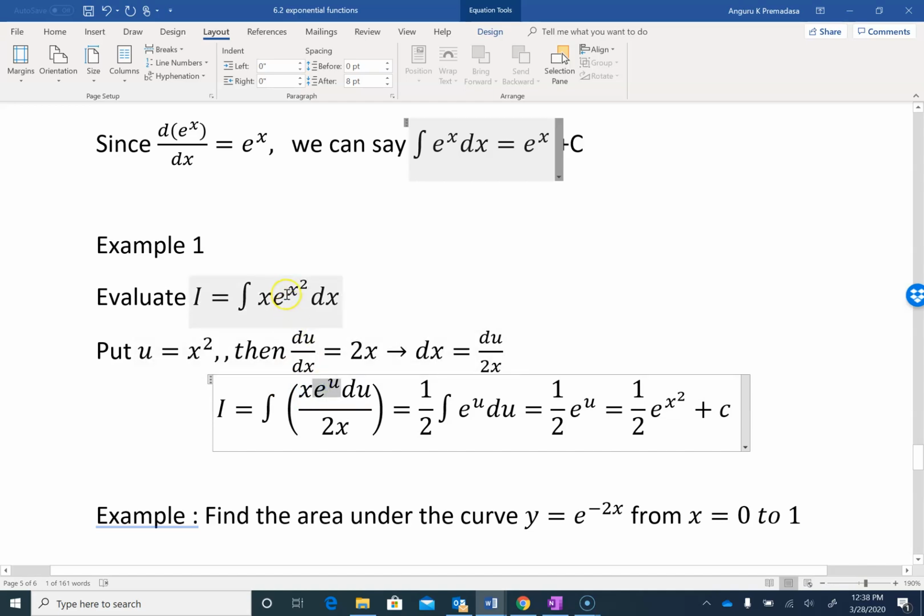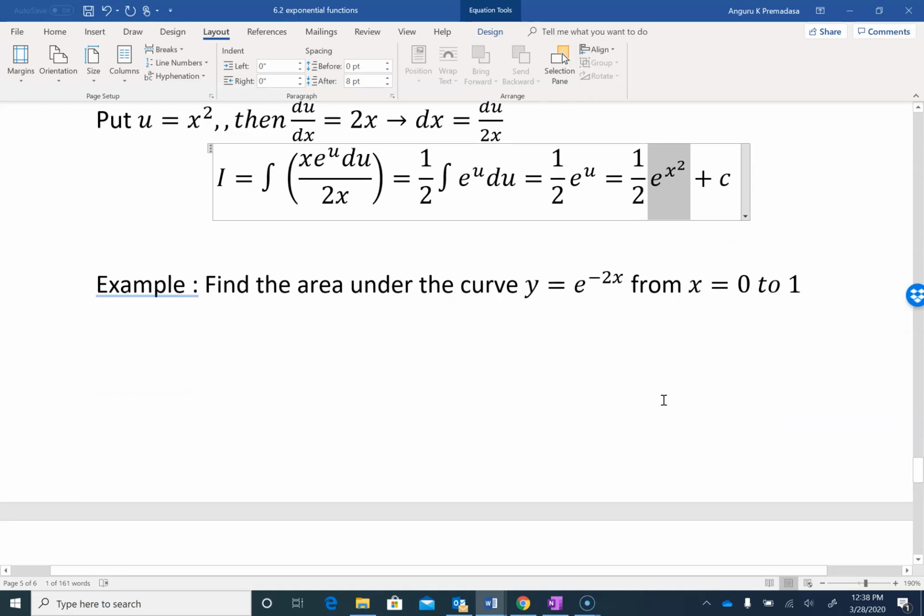e to the x squared will become e to the u, and dx is nothing but du over 2x. If you take out 1 half, the x will cancel off, and you get the integral of e to the u du. The integral of e to the u is itself, like the integral of e to the x, so that's e to the u, and you have 1 half outside. Finally, you just replace u with x squared and plug it in.